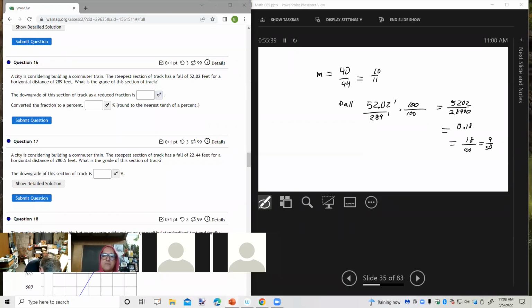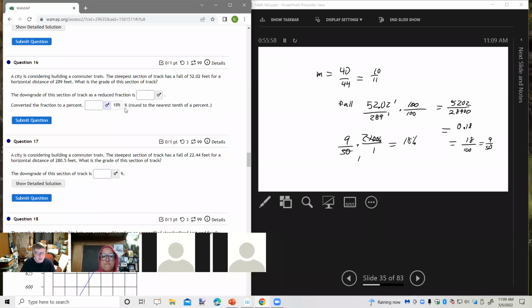But then it says convert it to a percent. So we'd multiply it by 100% over 1. 100 over 50 is 2 over 1. So it's going to be 18%, okay?